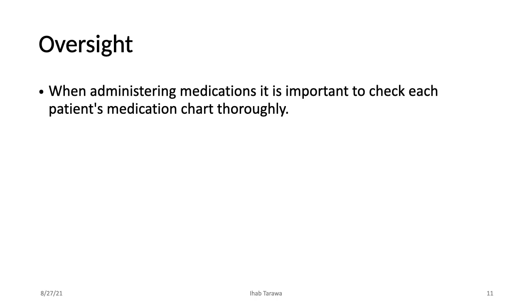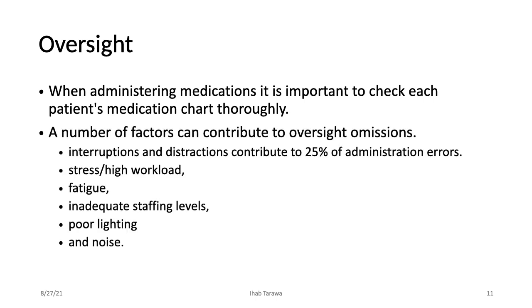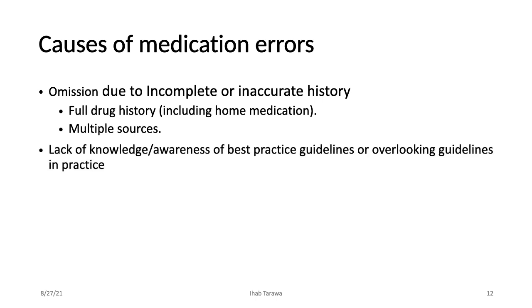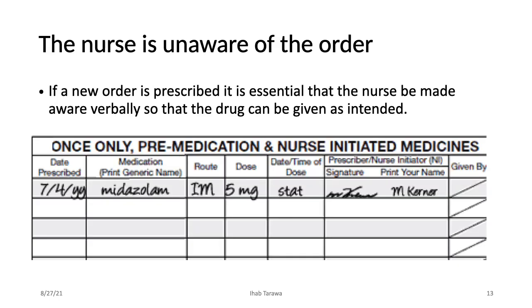When administering medication, it's important to check each patient's medication chart thoroughly. A number of factors can contribute to oversight and omission: interruption and distraction contribute to 25% of administration errors, as do stress, high workload, fatigue, inadequate staffing levels, poor light, and noise. Omission due to incomplete or inaccurate history is one cause. Also, lack of knowledge of best practice guidelines, transcription error, and oversight. These are some causes of omission error.